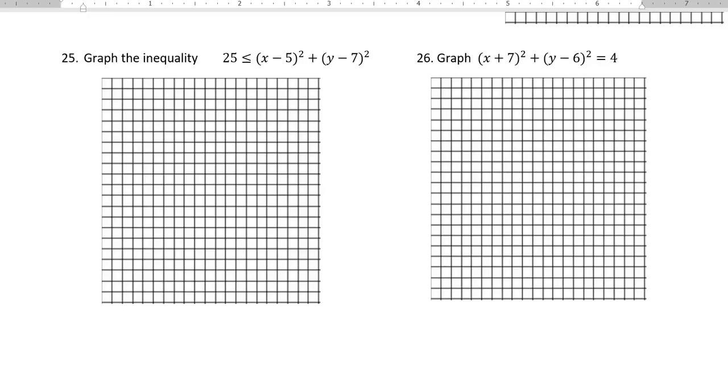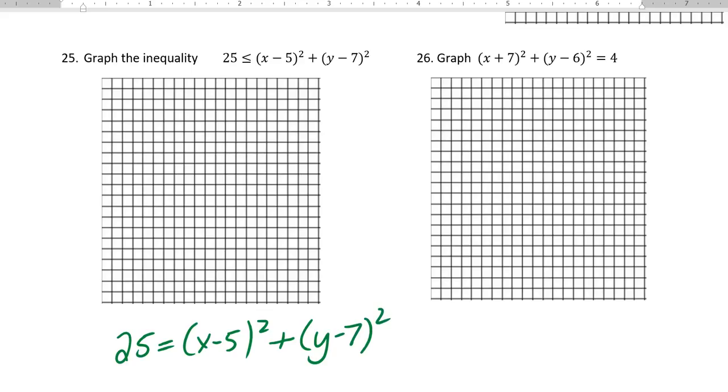So when we graph an inequality, we just graph it as if it's an equal sign. We do this when it's linear, we do it when it's quadratic. So let's just graph the inequality, but instead of a less than or equal, we're going to just put an equal there. And let's just draw it first.